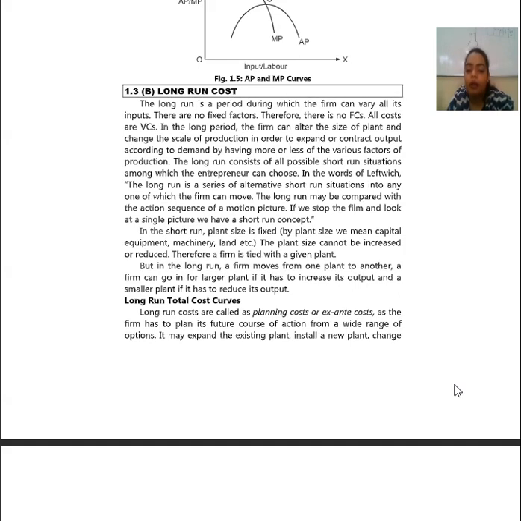The long run may be compared with the action sequence of a motion picture. If we stop the film and look at a single picture, we have a short run concept. In the short run, plant size is fixed. By plant size, we mean capital equipment, machinery, land, etc. The plant size cannot be increased or reduced. Therefore, a firm is tied with a given plant.